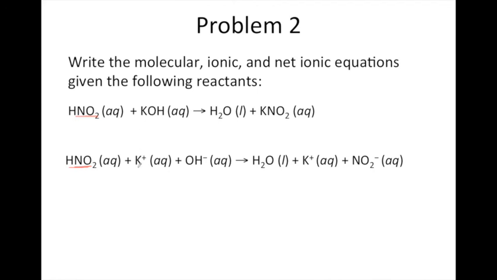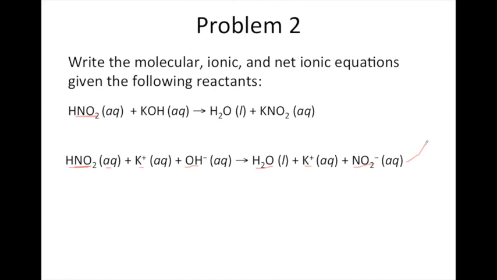The potassium hydroxide, however, is a soluble ionic compound, a strong base. So we write it as K plus OH minus. Water, we write undissociated as a pure liquid. And potassium nitrite, we write, again, in its dissociated form because it is soluble. So again, pay attention to the charges. Make sure everything is balanced. Be sure you have all the correct phases. Pay attention to the details. This would be our correct ionic equation.